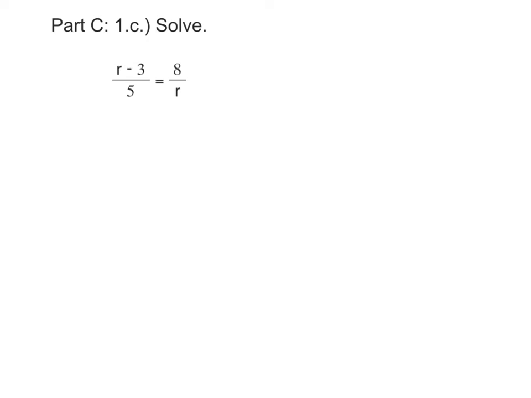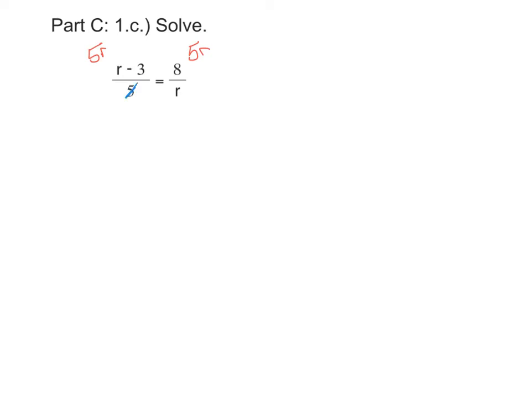When we have (r − 3)/5 = 8/r, what we want to do is multiply each term by the common denominator. Between 5 and r, my common denominator is 5r. So I'll multiply both sides of the equation by the same 5r.